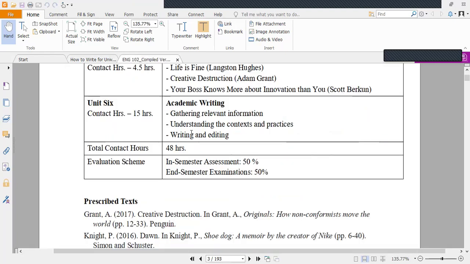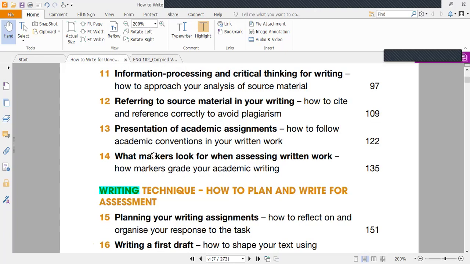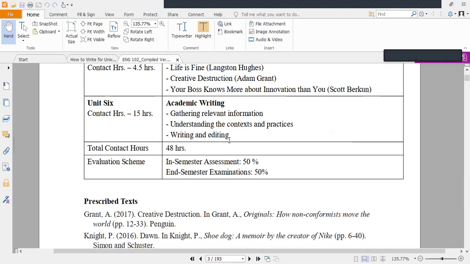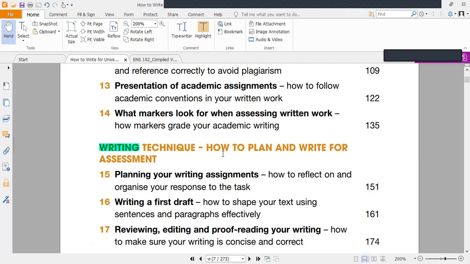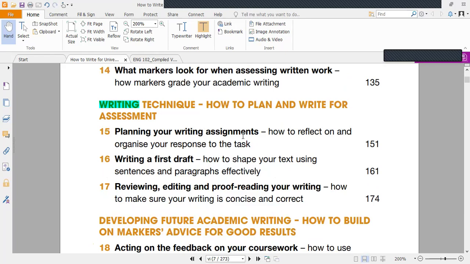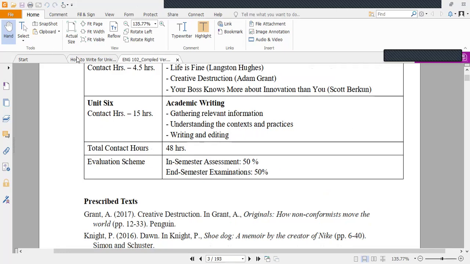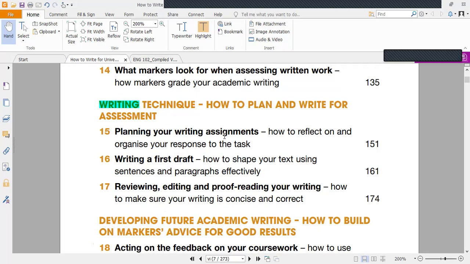Then the third section in your course is writing and editing. And if you go into the book, you can see the third section here, writing technique, how to plan and write for assessment. So here you have writing and editing, and here you have writing technique, how to plan and write for assessment. And the headings are planning your writing assignments, writing a first draft, reviewing, editing, and proofreading your writing. So your course is writing and editing, and here you have planning your writing, then writing the draft, and then editing.